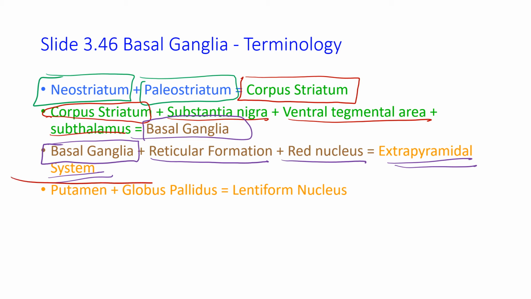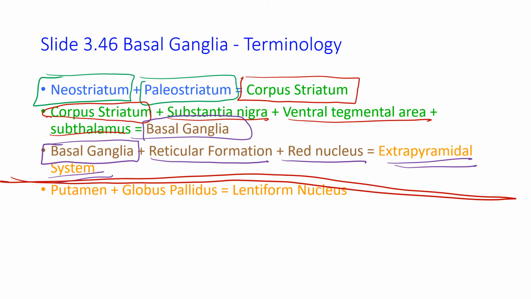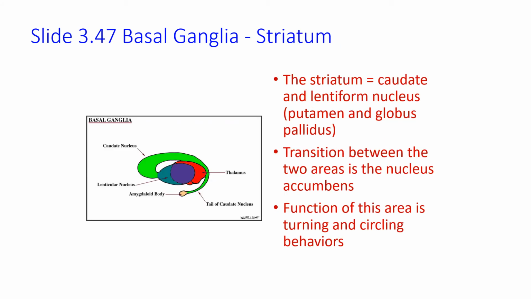Then finally, and I'm going to draw a line across this like this, because finally then, if we take the putamen and we add the globus pallidus, based on the proximity of these two structures, we can form a lentiform nucleus. And again, I'll kind of justify that as we move through the rest of this discussion. So what I want to do first of all is I want to look at the neostriatum.